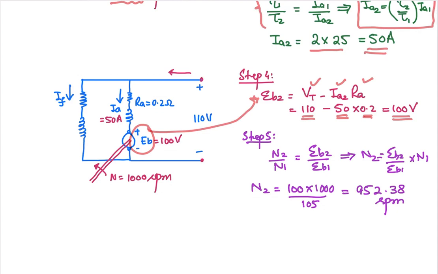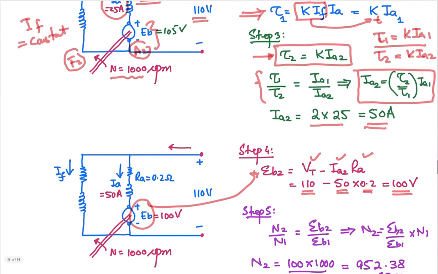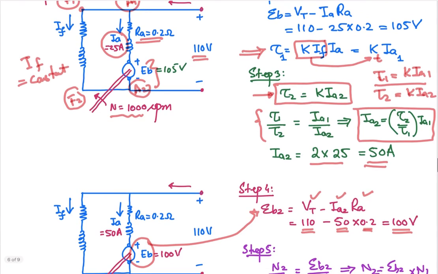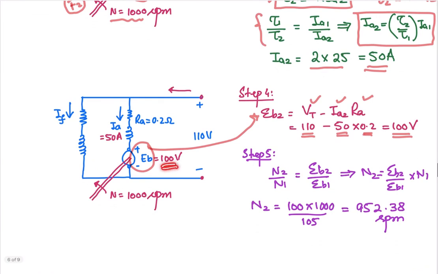If you compare these two, the back EMF over here was 105 volt, and now the back EMF is 100 volt. Because of that the current in this branch is 50 ampere. The current is doubled, that's why the torque will be doubled, because for a shunt machine torque is proportional to the armature current provided your field current is kept constant. So double the torque, double the armature current, and for the double armature current this back EMF needs to be 100 volt. Right.